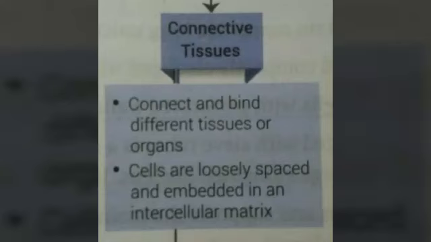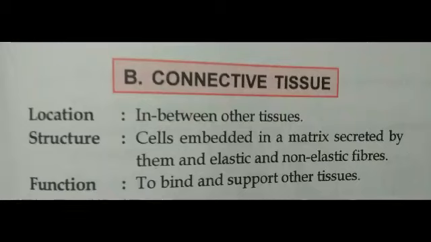Now we discuss connective tissue. It means it connects and binds different tissues or organs. Cells are loosely spaced and embedded in an intercellular matrix. So connective tissue connects different types of tissue. Where is it located? Connective tissue is located in between the other tissues. Structure: cells embedded in a matrix secreted by them, and elastic and non-elastic fibers. What is the function of connective tissue? To bind and support other tissues.